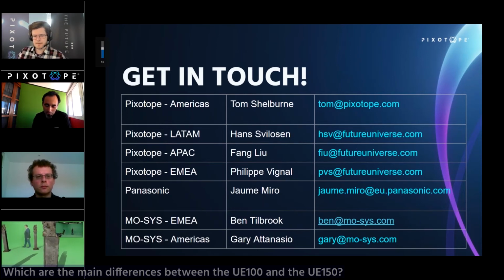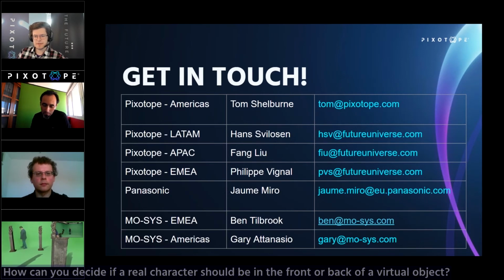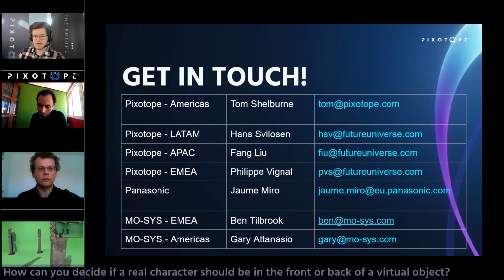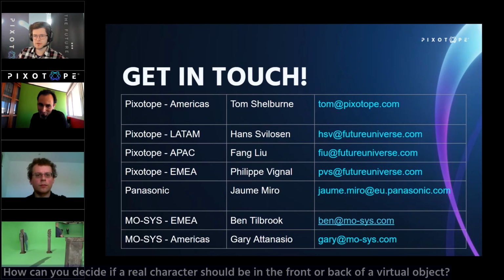Very good. The next question is, how can you decide if a real character has to be in front of or behind a virtual object? First of all, in order for a real person to be in front of virtual graphics, you're going to need some way to make a key. This is not necessary for a static object, because a static object we can recreate in 3D and use as a holdout. But we cannot do that for a person, because persons tend to move around and be shifting in shape, so we need a key.